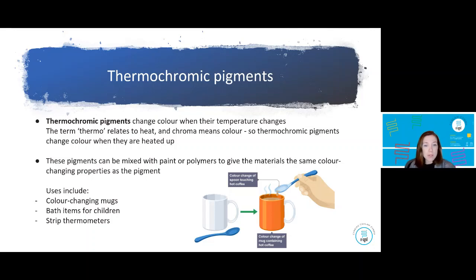These pigments can be mixed with paints or polymers to give the materials the same colour changing properties as the pigment. Okay, so where might you see thermochromic pigments? Where are these used? Well, I certainly have one of these at home, a colour changing mug.